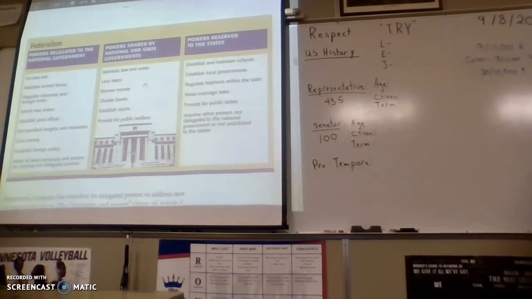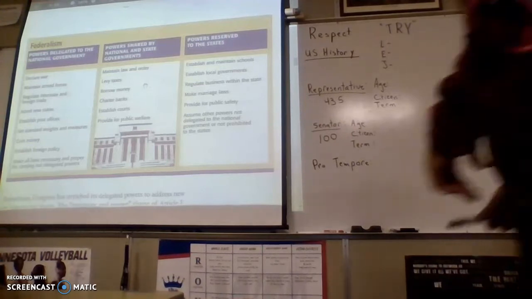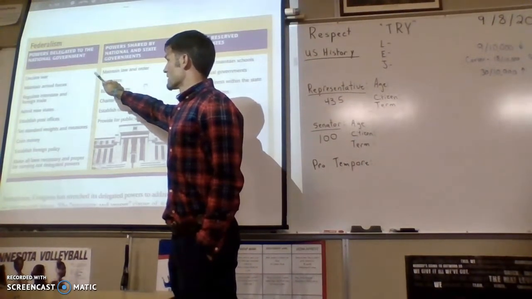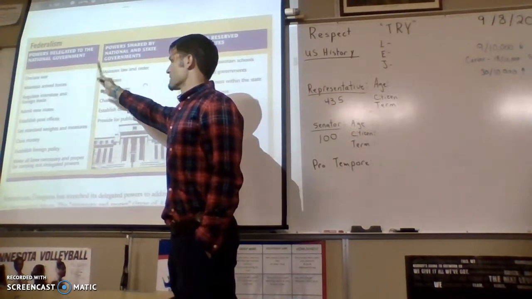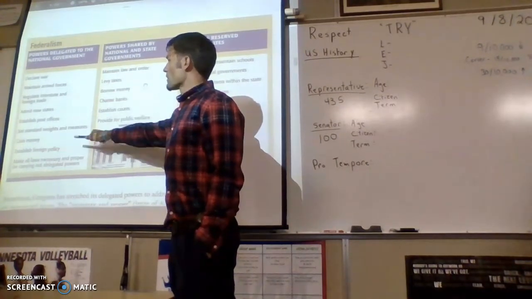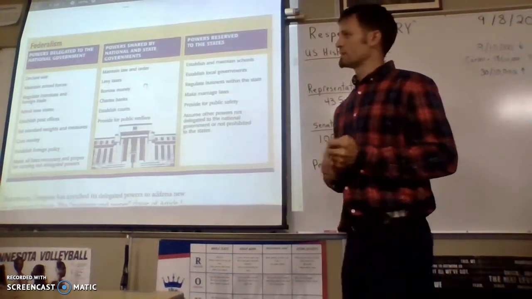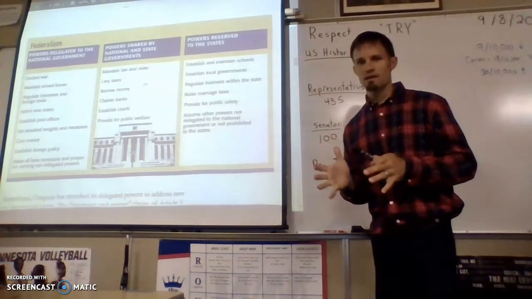So the delegated powers, which is way to the left, are powers that the federal government has. This would be the president, and it's declaring war. Well, not just the president, but our federal power. So declaring war, coining money, admitting new states into the union. And what it means to coin money is to make money.